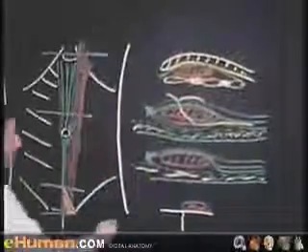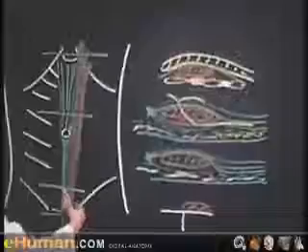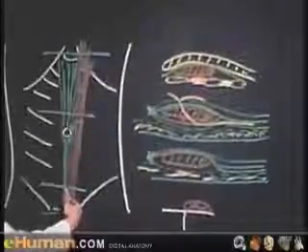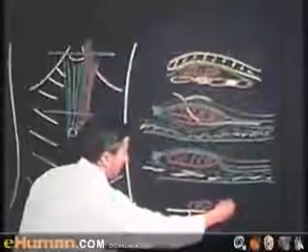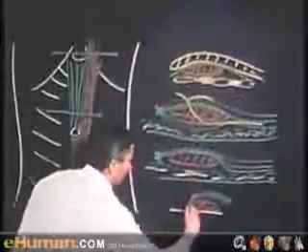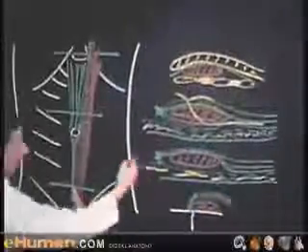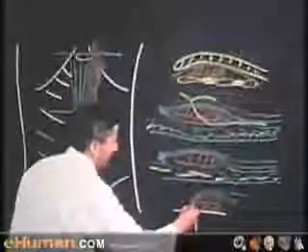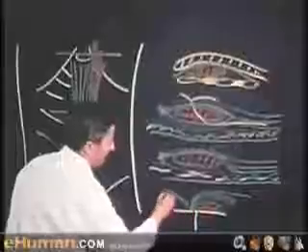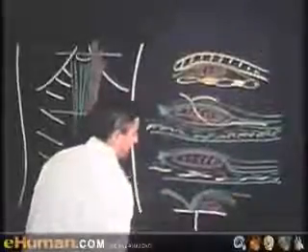We can show the combined insertions of the aponeurosis, the internal oblique, and the transverse abdominis as the conjoint tendon, and this will be coming in like this. And we can show in front of that the aponeurosis of the external oblique. And this is the point where the linea alba is attached as well.